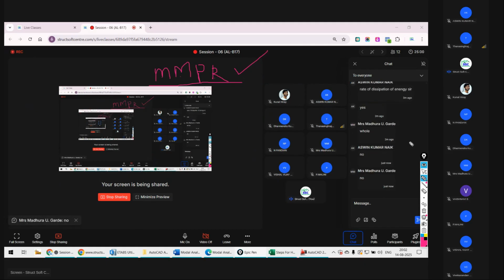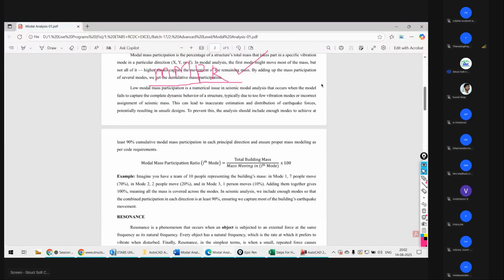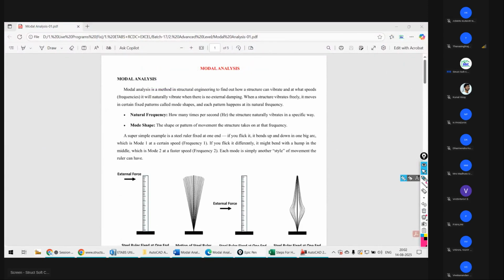Okay, so now coming back to notes, and let's try to understand again all these things with definition. So modal analysis is the method of structural engineering to find out how the structure can vibrate and at what speed, frequency. Okay, modal analysis is the method to find out the structural response, how it is going to vibrate and at what frequency, क्या frequency से vibrate कर रहा है वो हम लोगों को पता करना है. When there is no external damping.